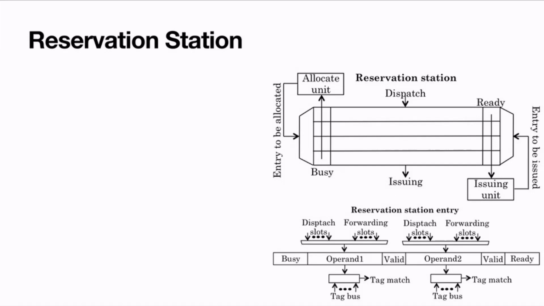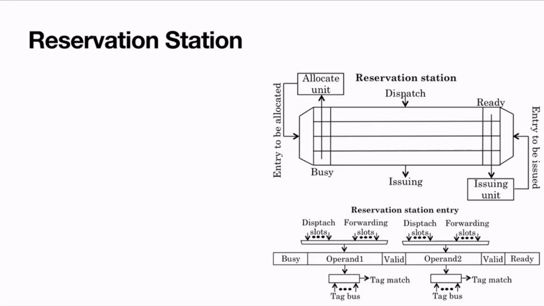So that is what we are going to have: a forwarding path, and in that forwarding path we will be supplying this data from the function unit. To support that, we have these forwarding slots here. So there are dispatch slots and forwarding slots. A dispatch slot is where, when we dispatch an instruction, we write directly into it. And the forwarding slot is effectively where, when the previous instruction has finished its execution, the data will be forwarded on the forward path, a bus connected to that function unit, and it will be written to the appropriate locations wherever there is a match in the tag.